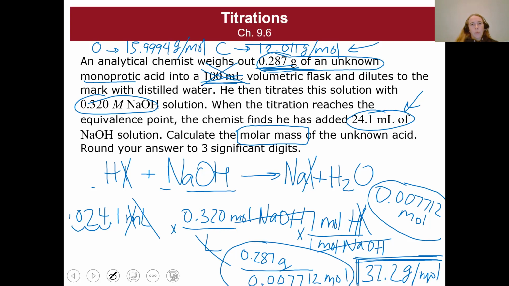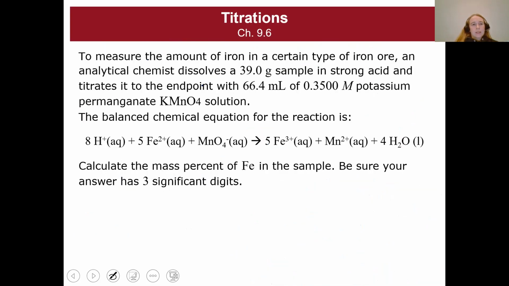Okay, cool. One more problem for you guys. Sorry this is taking a while, but I hope it's helpful. Finally, to measure the amount of iron in a certain type of iron ore, an analytical chemist dissolves 39.0 grams of the sample in strong acid and titrates it to the endpoint with 66.4 milliliters of 0.3500 molar potassium permanganate solution. And this is potassium permanganate. They just gave us the formula.